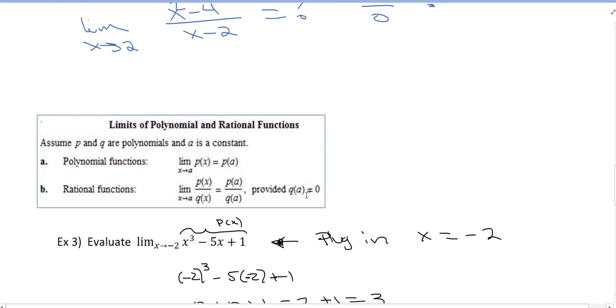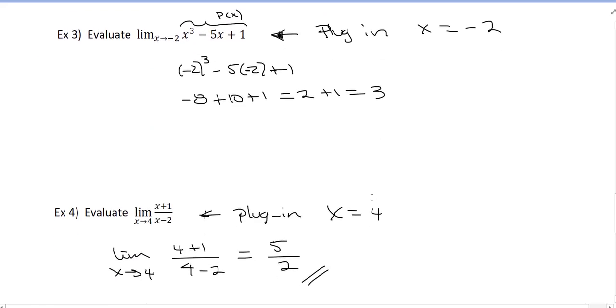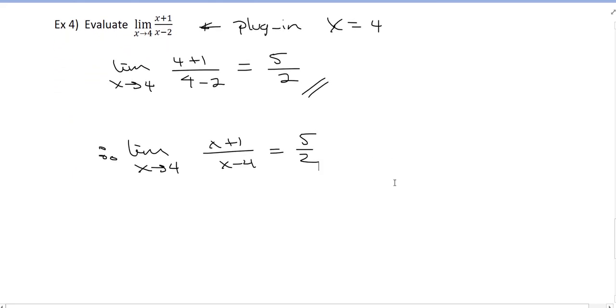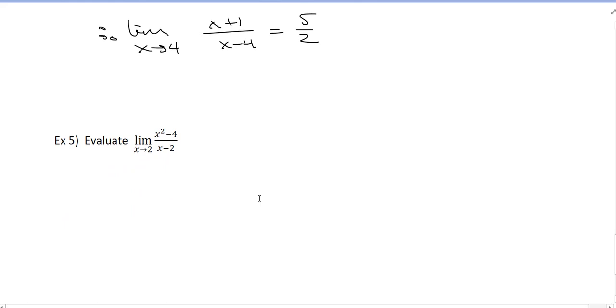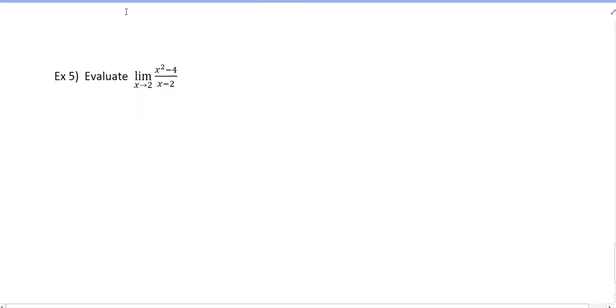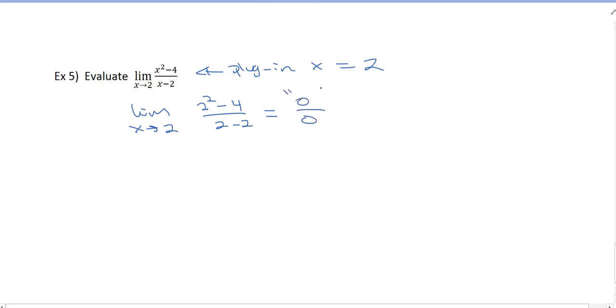All right, so let's try another example. What happens when the quotient is 0 over 0? So let's look at the example that I had written at the end of the last video, part 1. Evaluate the limit as x goes to 2 of x squared minus 4 over x minus 2. Again, I see a limit, I'm going to plug it in. So I'm going to plug in x equals 2, the value that my x is approaching. So I'm going to have the limit as x goes to 2 of 2 squared minus 4 over 2 minus 2. And notice that now I have 0 over 0.